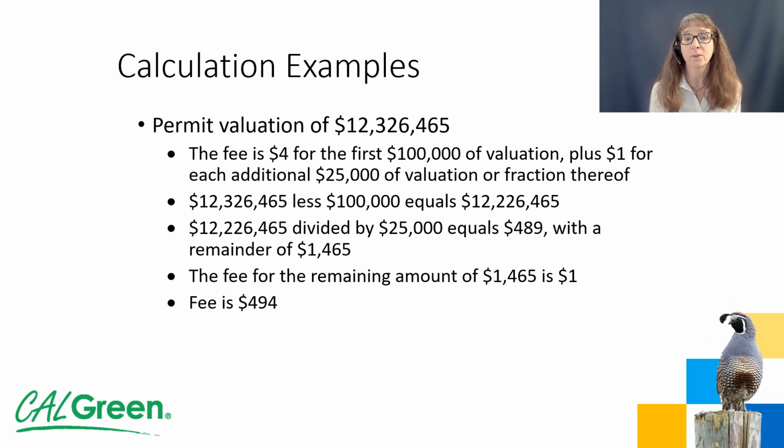$12,326,465 minus $100,000 equals $12,226,465. That amount divided by 25,000 equals 489, with a remainder of $1,465. The fee for the remaining amount is $1. So we add those up: $4 plus 489 plus 1 for a total fee of $494. You can view the calculation methods I just described by referring to page 8 of the Building Permit Fee Guide.